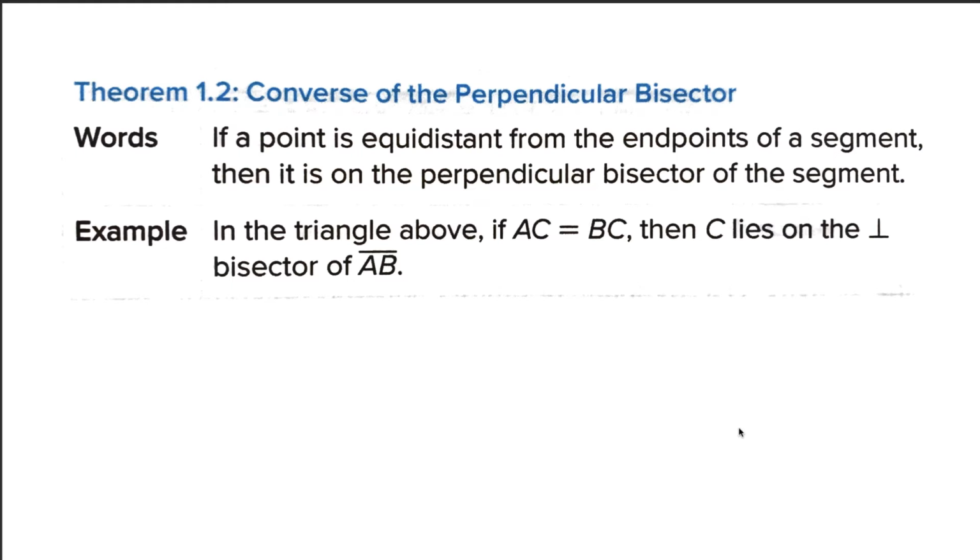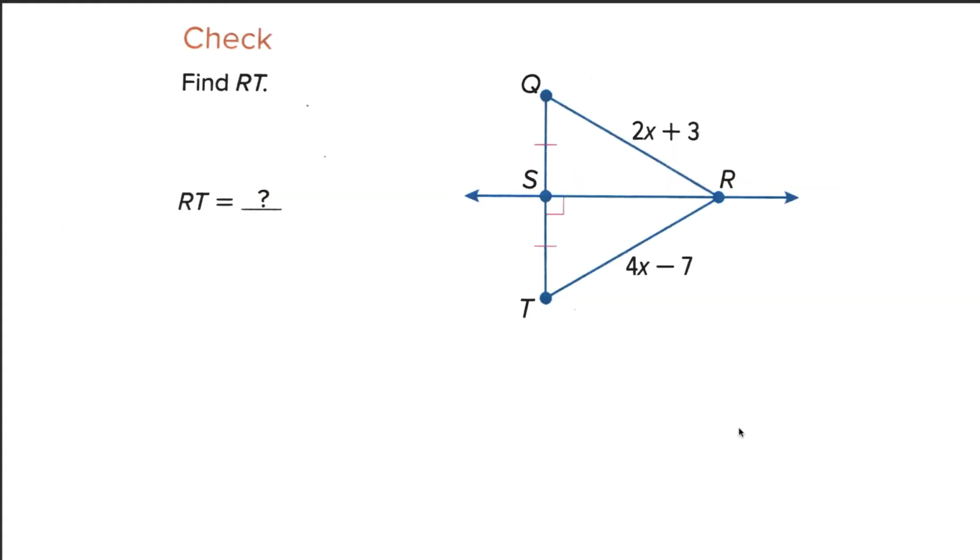So what are we going to be asked to do about this theorem? Well, for example, if you're given this diagram, the line that goes through points S and R is perpendicularly bisecting the segment from Q to T. So notice that these two pieces are congruent. Well, the other part of that is that any point that lies on the bisector should be equidistant from Q and from T. Or in other words, these two segments must be the same. So it says solve for the segment RT.